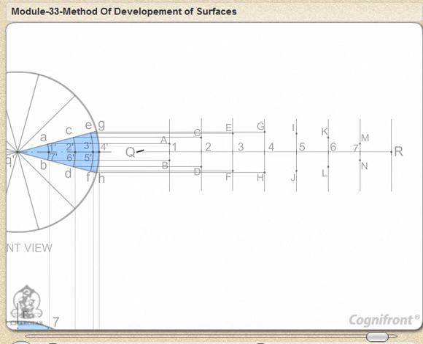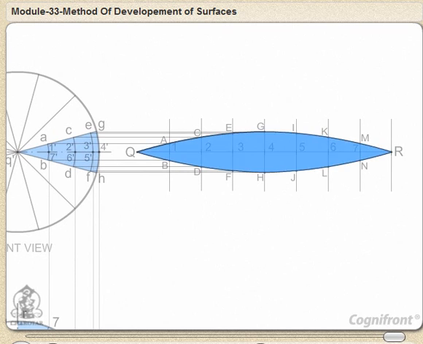Draw a smooth curve through points Q, A, C, E, G, I, K, M and R. Similarly, draw a smooth curve through points Q, B, D, F, H, J, L, N and R. Thus, the figure obtained will be the approximate development of the 12th portion of the surface of the sphere.